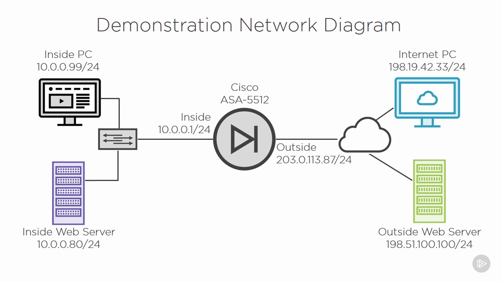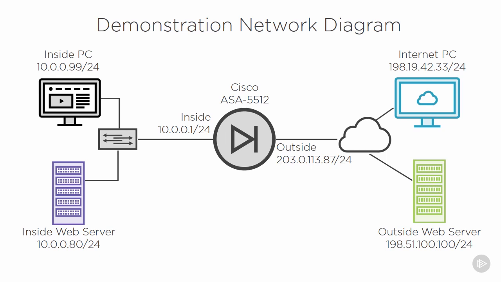What this will allow us to do is browse from the inside PC, which is the workstation that I'm doing this presentation from. The coloring of the drawing matches the background desktop image for the workstations that I'll be working with. So the PC that I have here on the inside will have a gray or black background, and the internet PC is going to have a blue background.